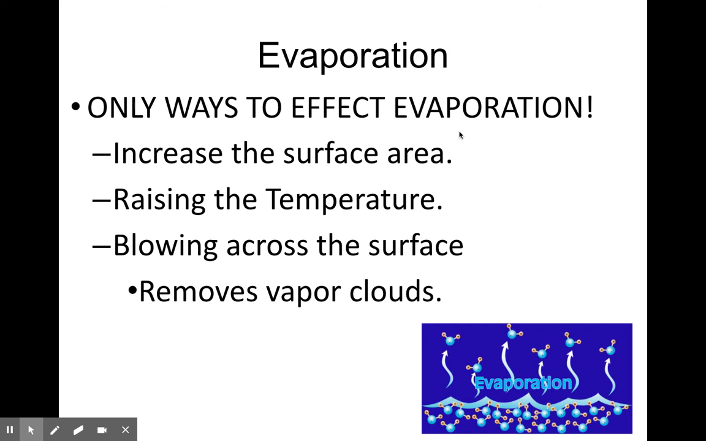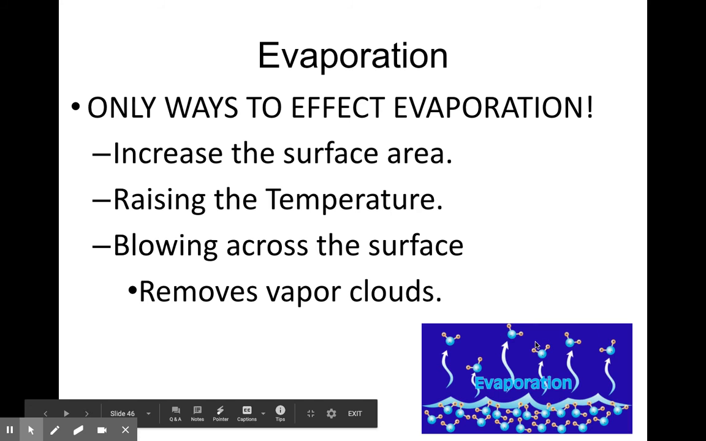Okay, effects of evaporation. Well, there's three ways that you can affect evaporation. Increase the surface area, so a flatter pan will evaporate faster than like a tube. Raising the temperature, that's why, okay, if the water's already hotter to begin with, it's going to evaporate faster. Okay, and blowing across the surface. This one's kind of hard to think about, but if we have wind, things evaporate because it removes what we call a vapor layer above that water.